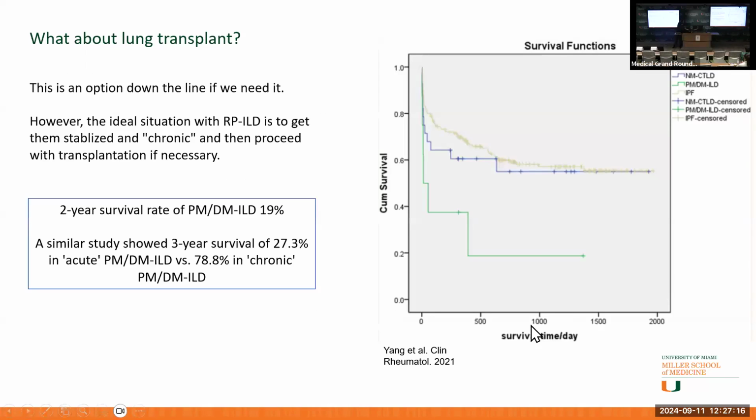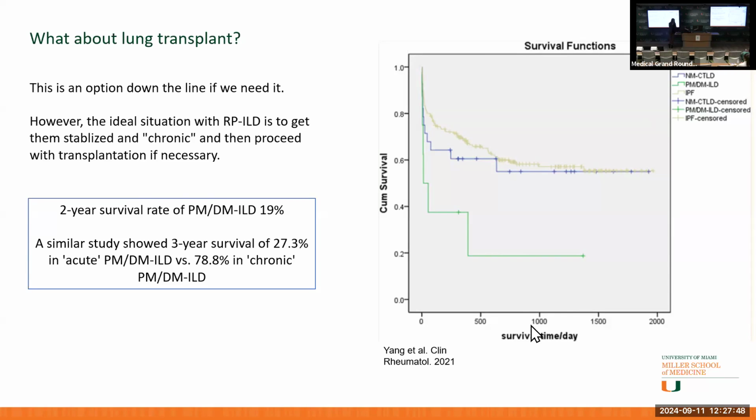So what about lung transplant? It's an option down the line if we need it, but the ideal situation with this type of rapidly progressive ILD is to get a patient stabilized and quote unquote chronic, and then transplant later if necessary. There were these 2 studies that showed that while connective tissue disease ILD performed the same with lung transplant as IPF patients, the survival with these type of rapidly progressive dermatomyositis related ILD patients did not do as well.